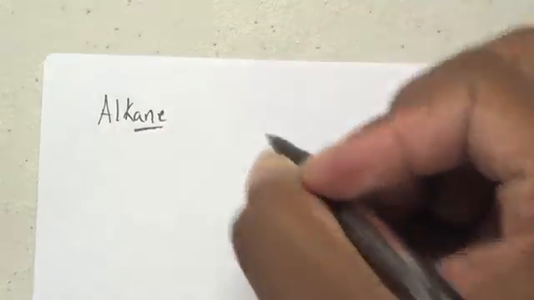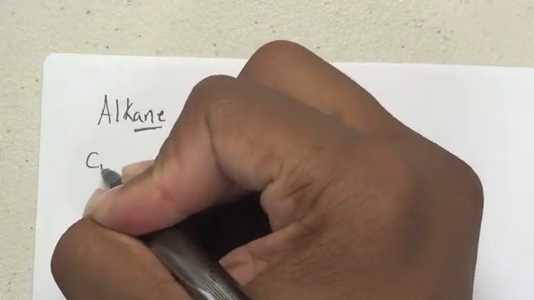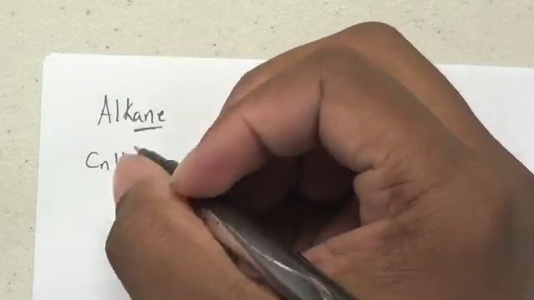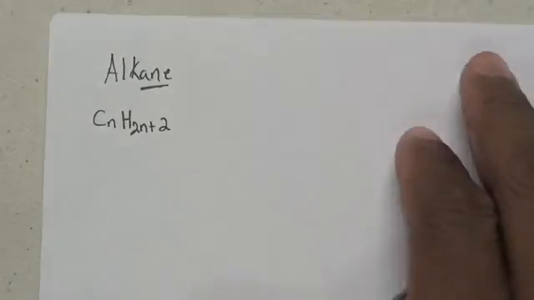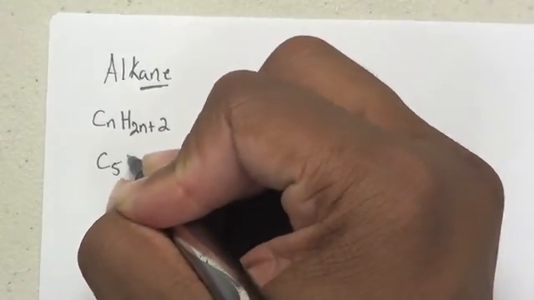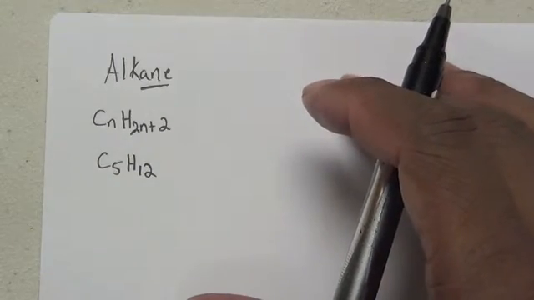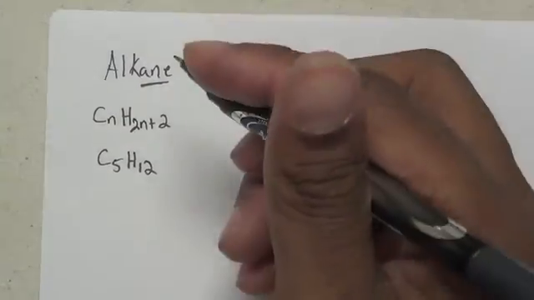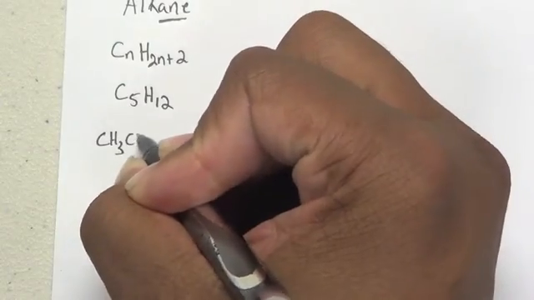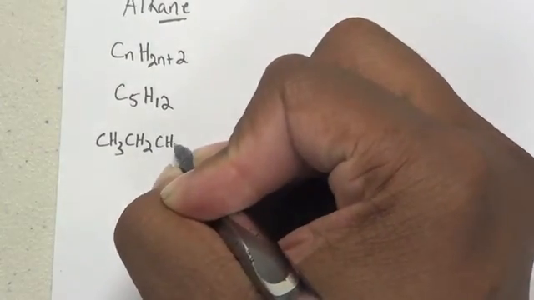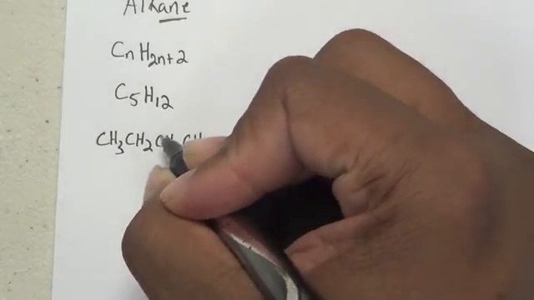Alkane, no double bonds, no unsaturation, and the general formula for an alkane is CnH2n+2. Okay, for example, let's say we had pentane, it would be C5H12. Pentane we know has 5 carbons. Let's draw a brief structure of that, which would be CH3, CH2, CH2, CH2, CH3. Okay, 1, 2, 3, 4, 5.